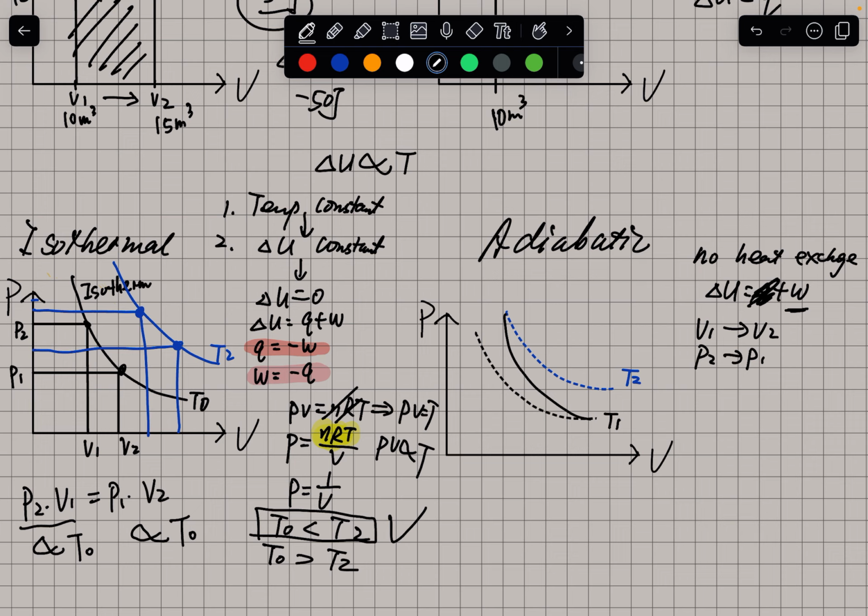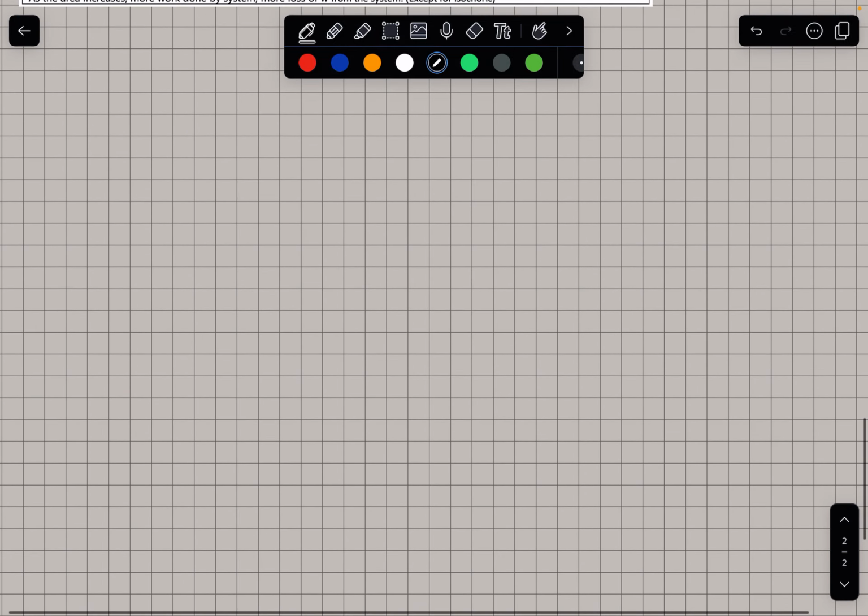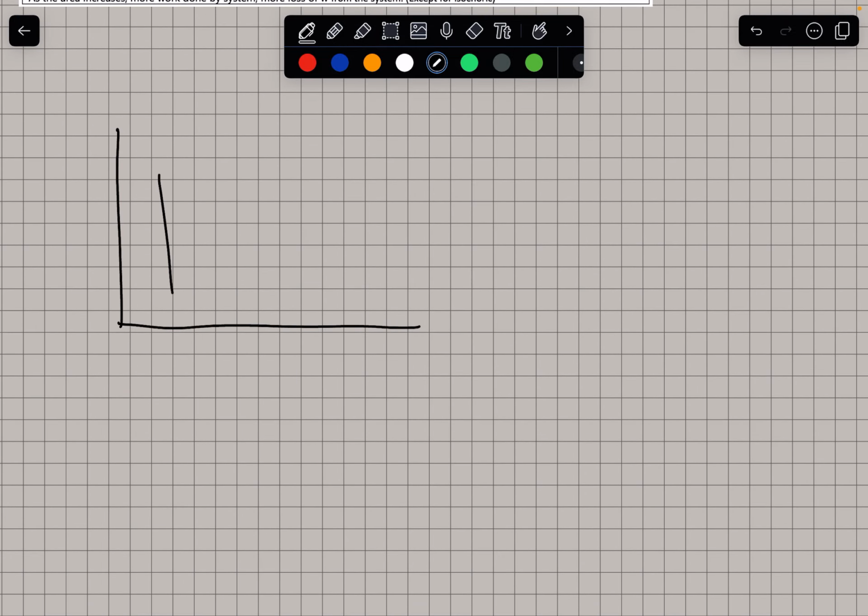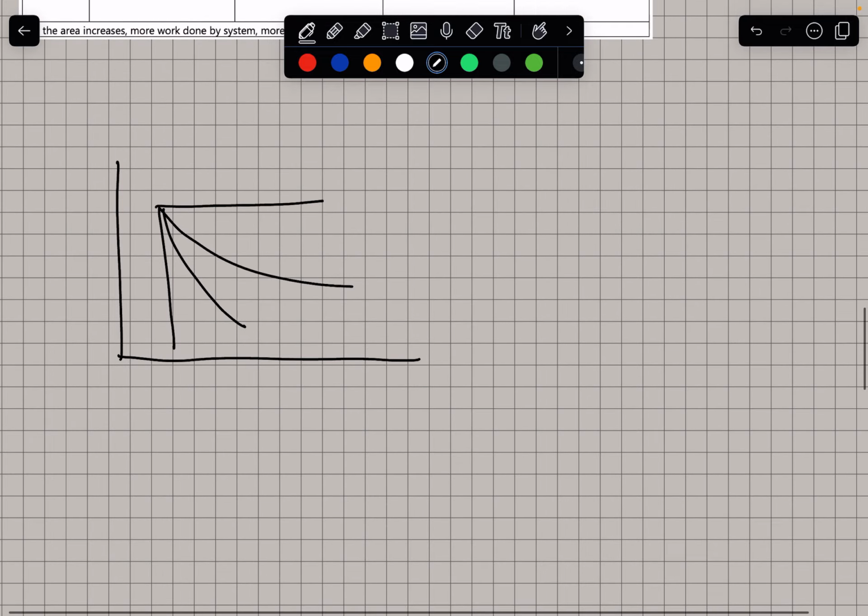All right, so that's all four graphs. If you want to practice, try drawing all four graphs in one PV diagram and recognize which one is which, right?